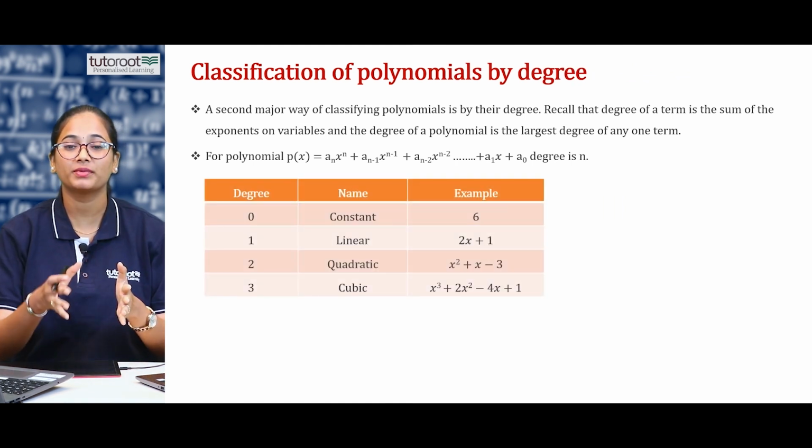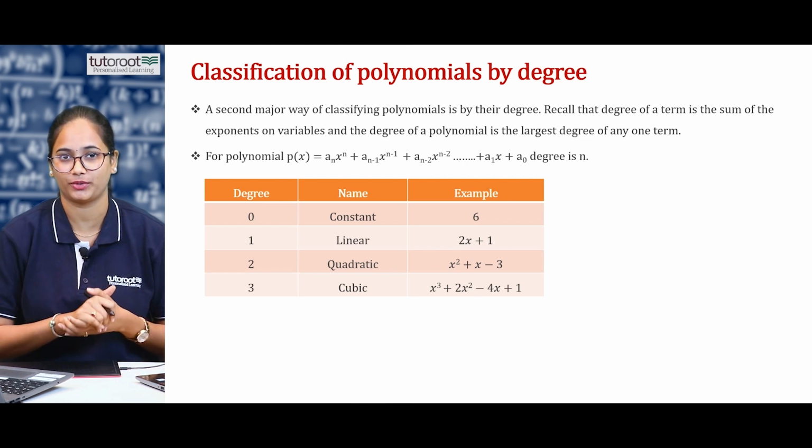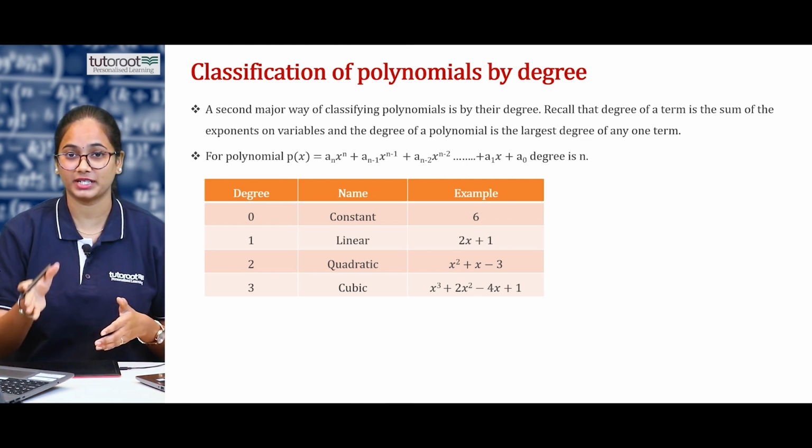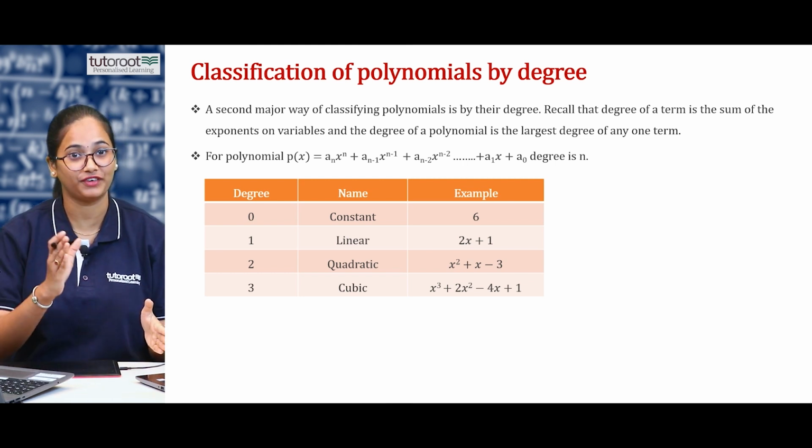Now, a second major way of classifying polynomials is by their degree, right? So, the degree of a polynomial is the highest power of the variable in the polynomial. So, recall that the degree of a term is the sum of the exponents on variables, right?